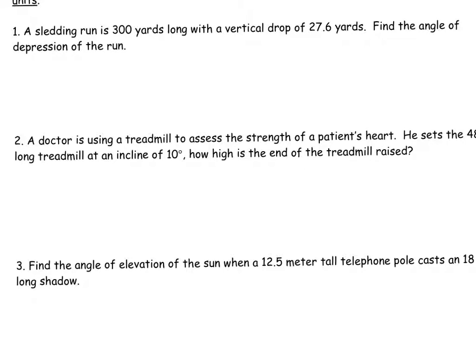So here we go, a sledding run, which, if you didn't get that because of the vocabulary, that's this guy right here. A sledding run would be the slant down the hill that you were sledding down. That's 300 yards, okay? Then it says with a vertical drop. So where are you gonna put the vertical drop? Just look at the triangle. The vertical leg would be the straight up leg then.